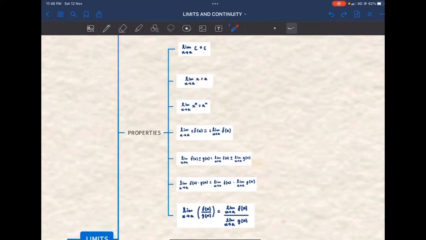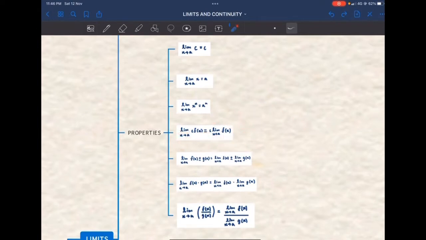So the third one is if lim x approaches a, x to the power of n, so it becomes a to the power of n. So the fourth property will be if lim x approaches a, c f(x), you can take the c out, so it becomes c lim x approaches a, f(x).